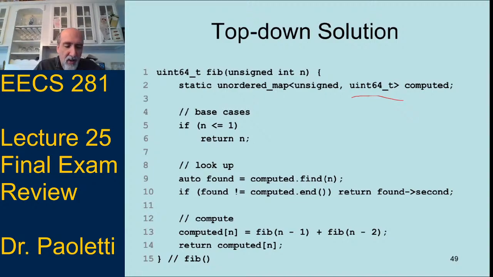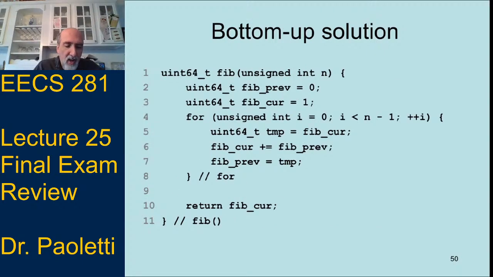So there's a top-down solution with a static hash table. Here's a bottom-up solution that just keeps a couple variables. It doesn't have a full-on memo. It just keeps basically the previous two, and then it figures out a new one based on the previous two.